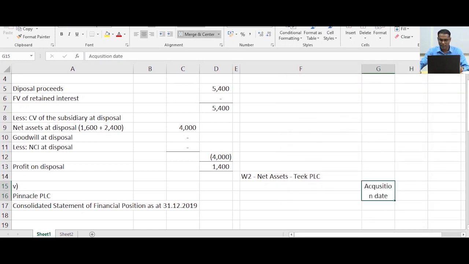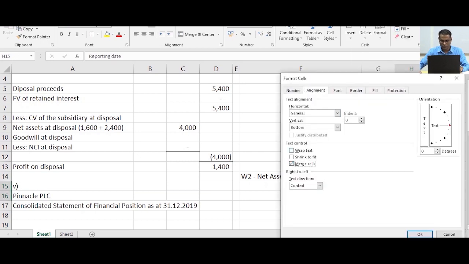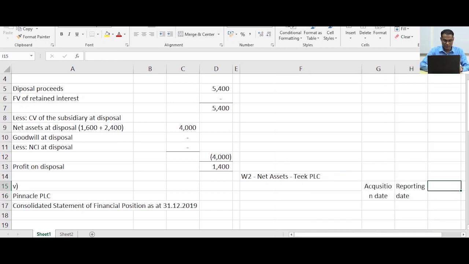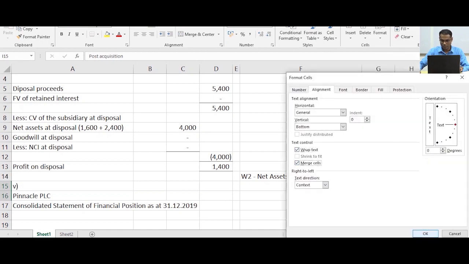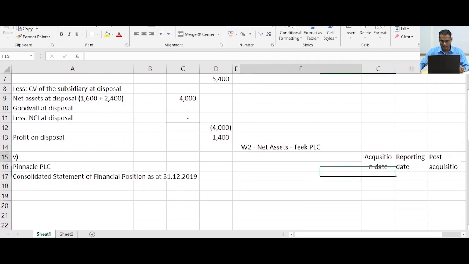Okay, acquisition date. Then I need to have reporting date, and the third one is post acquisition. Right. So these are the 3 columns which I require in the net asset table.